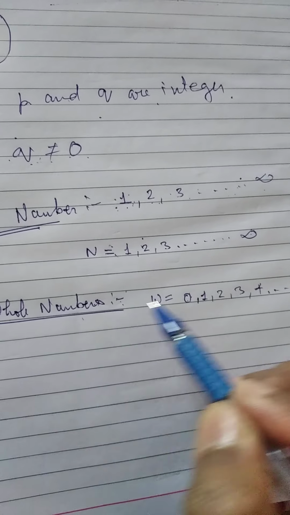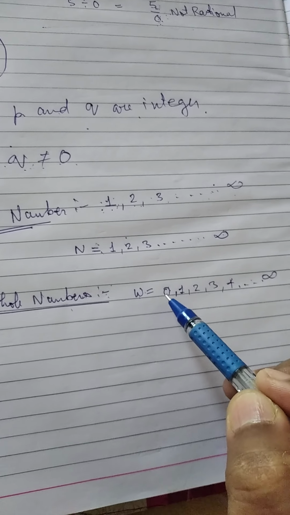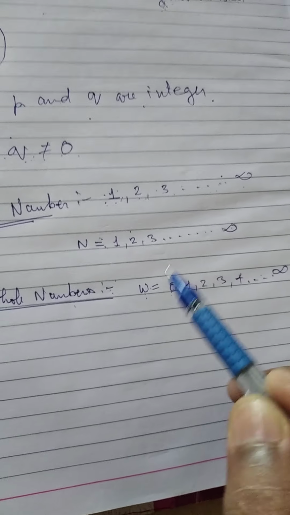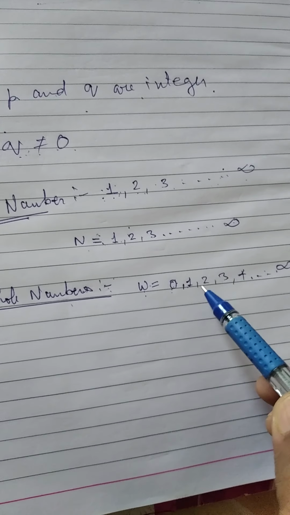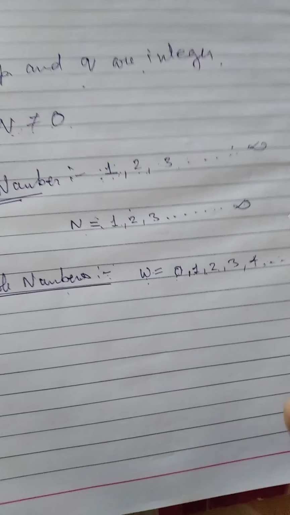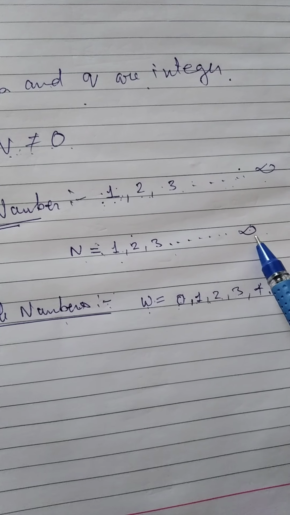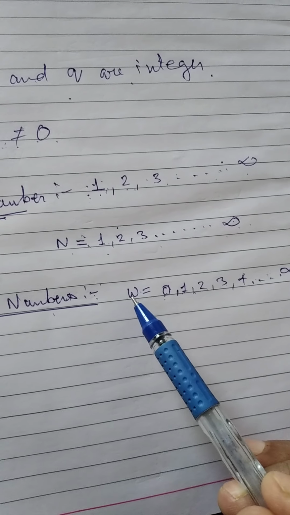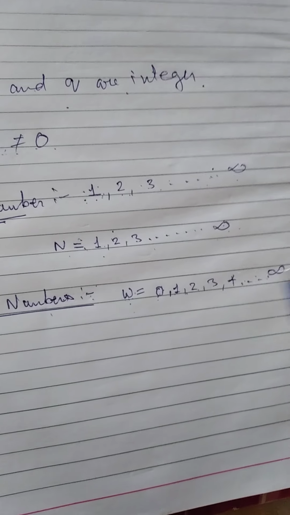So W is the symbol for the whole numbers. What are the whole numbers? All natural numbers including 0. It means the smallest whole number is 0, and the smallest natural number is 1. You can see 1, 2, 3, 4, 5, 6, 7, 8 up to infinite. If I ask which is the largest natural number, it is not possible, or we can say not defined. Similarly, the largest whole number is also not defined.